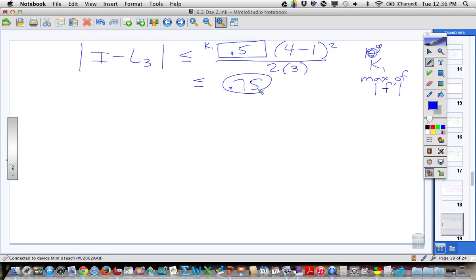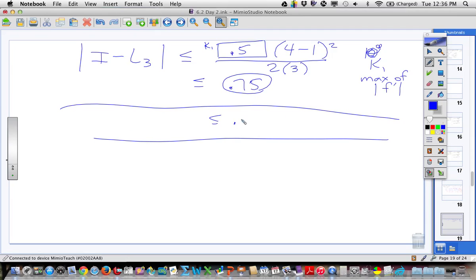Okay, then you go to part C and they talk about midpoint and trapezoid. Now I don't want to go through all of that again, but it's the same thing, just a different formula. We have K2 this time, which is the max of f double prime, and you go through all that. And what did you come up with as your max on that one? That's what you got for the K2 value. K2 was 0.75, and then when you work this all out, it was how much?